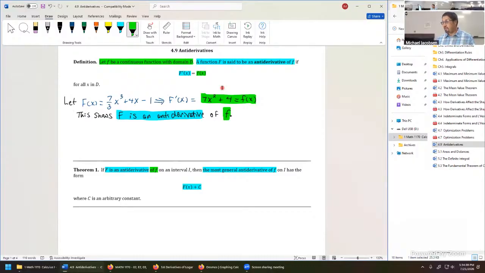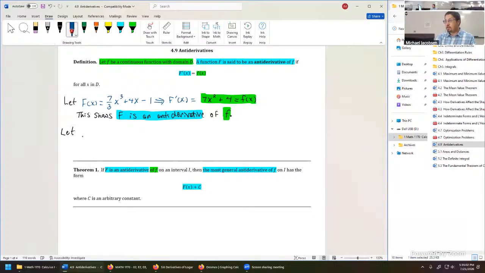It gets a little bit weirder. There's the idea of the most general antiderivative, and it has to do with some of our particular rules for taking a derivative. When we differentiate the constant -1, that went to 0, and we got the 7x squared plus 4. So that means we can play an interesting little game.